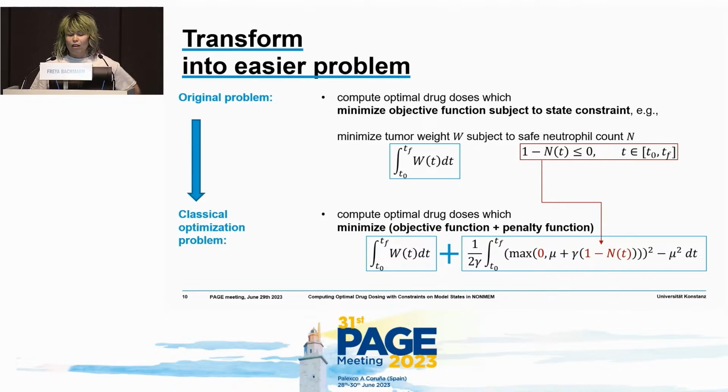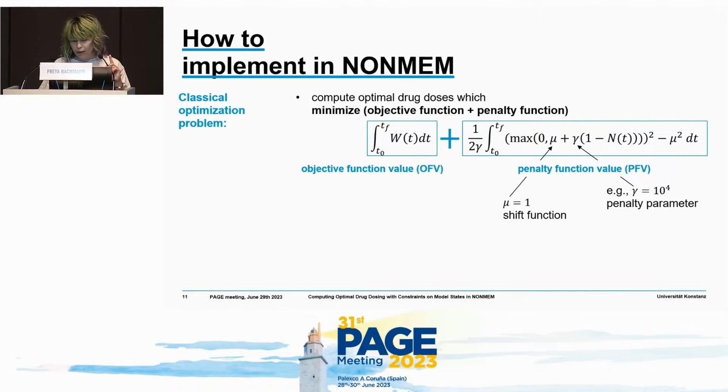All right. Now, you might want to argue that this does not look particularly easy right now, but this is a classical optimization problem. There is no constraint present anymore, and you can solve this on your computer in NONMEM, and I'm going to show you how. First, you need to choose a large penalty parameter, such as gamma is 10,000 in this example, and we fix the shift function mu equal to 1. This is a technical thing that you don't need to worry about right now.